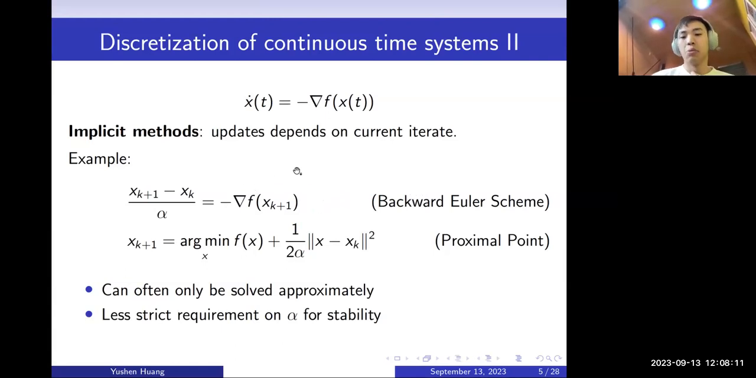And from the optimization point of view, the backward Euler scheme can be understood as a proximal point update, which is a very classical optimization method. So these two are actually equivalent. Usually this exact update, because it's an implicit update, requires you to solve another system of equations, which you usually cannot do analytically. So you have to solve it by other numerical methods, like Newton's method. But you get a good trade-off: you have a less strict requirement for stability.